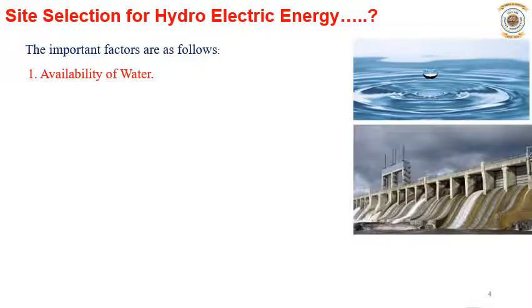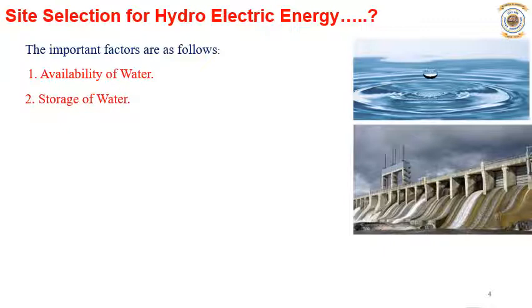Then the second point is storage of water, or water storage capacity. Since there is a wide variation in rainfall all around the year, it is not constant; it changes from time to time and place to place. So it is always necessary to store the water for continuous power generation. After setting up a hydroelectric power plant, we cannot keep it idle. We have to produce power continuously.